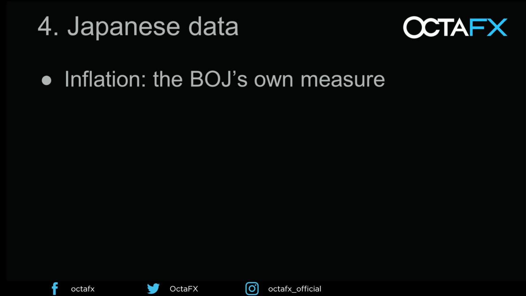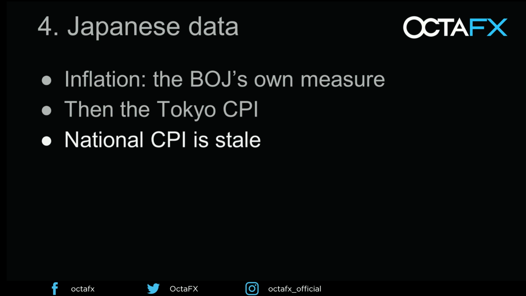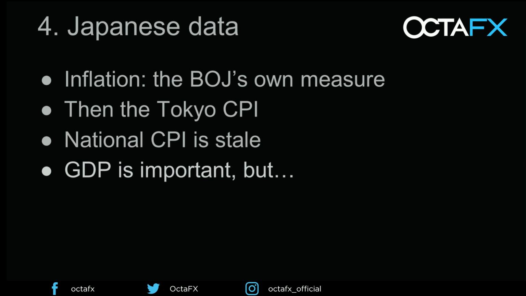Okay, that's the most important one. The other one to watch is the Tokyo CPI, because it is released before the national one. So if the month of June ended just now, you'll have the Tokyo CPI coming for the month of June, and the national CPI is only for the month of May, so it's lagging behind. Okay, so inflation is important. National CPI still, Tokyo is more important, but the most important inflation figure is released by the bank itself.